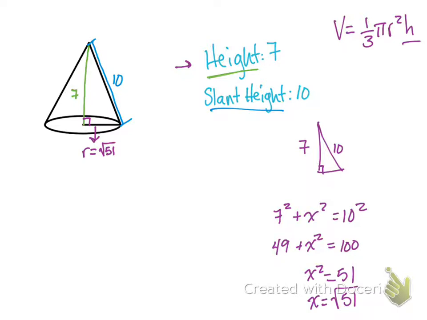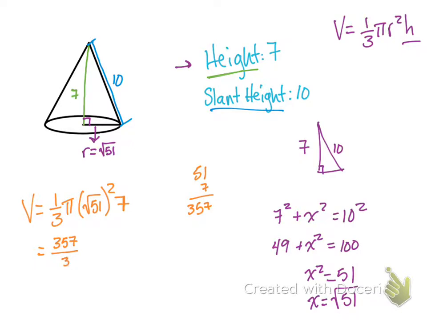But make sure you check those. Don't leave them as a decimal or unsimplified. We're going to plug this into our formula now. So volume equals 1/3 times pi times the square root of 51 squared times our height, which is 7. The square root of 51 squared is just 51. And 51 times 7, let me do that over here really quick. I probably have a calculator, I don't have mine out right now. We have 357 times 1/3.